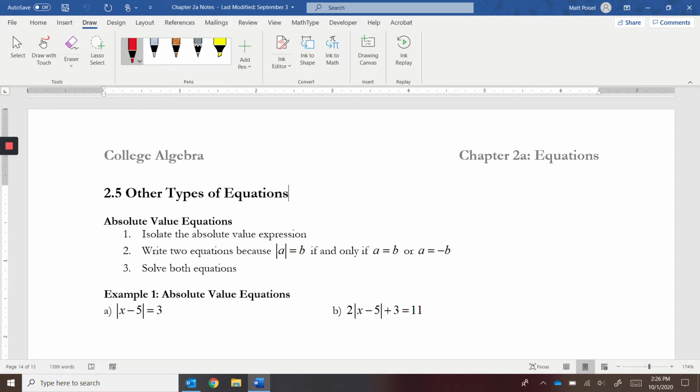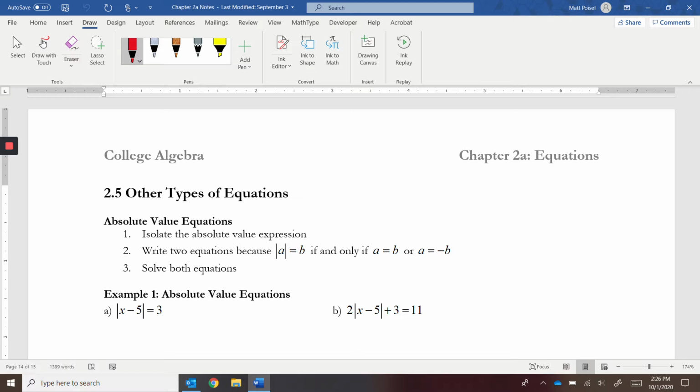This is section 2.5, other types of equations. So we're going to focus on solving a couple other types of equations that have specific properties to them. But the more you start to see them, I think you're going to see that they're actually really similar to stuff we've been doing before.